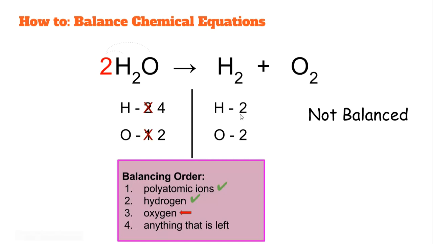So to help balance this, on the product side, I'm going to use a coefficient of 2. It gets distributed to only the hydrogen. The plus sign splits them up. So it gets distributed to only the hydrogen. 2 times 2 is 4. We now have a balanced chemical equation.